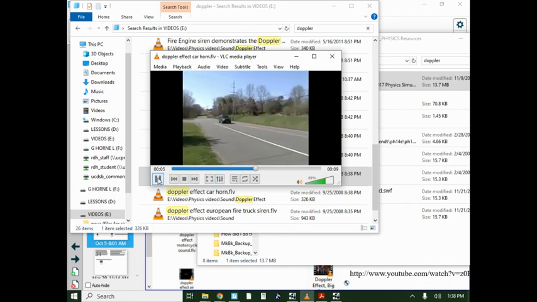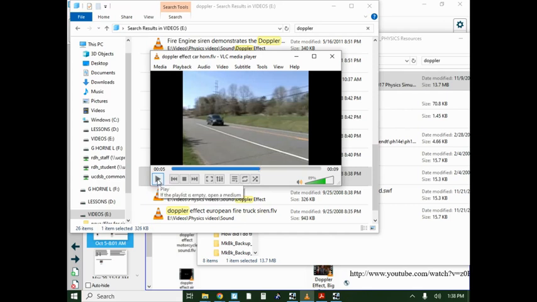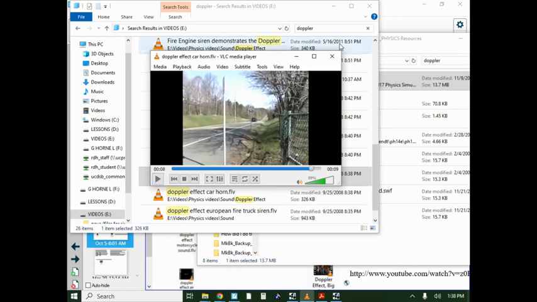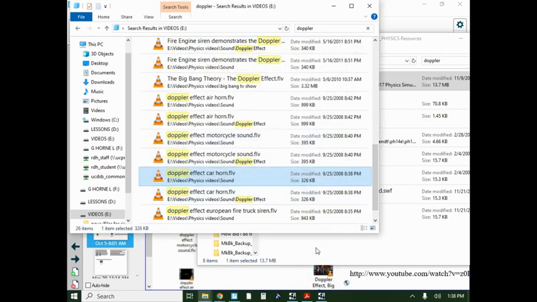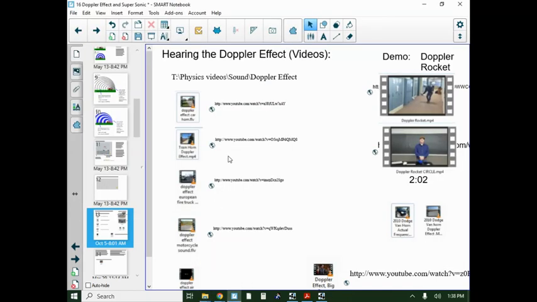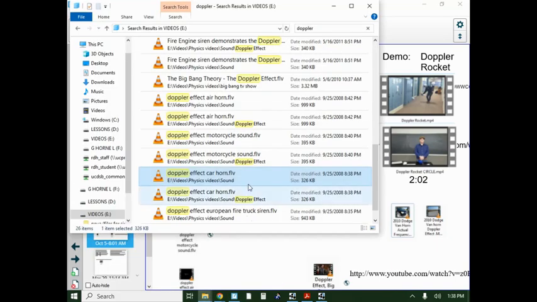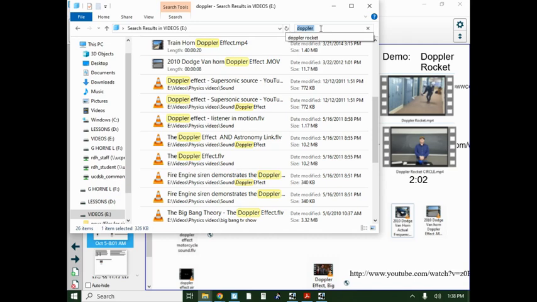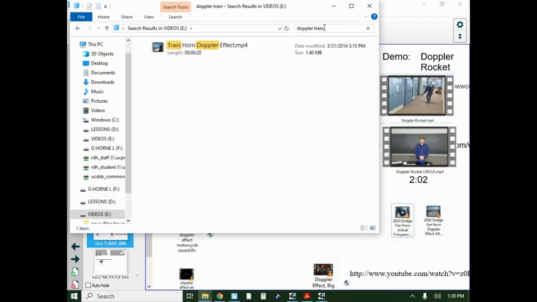So what you're hearing is higher than what the horn is producing. A little greater change there because of the higher speed. What did I have? The train horn is awesome. Train horn, Doppler, air horn. Probably right there. I'm just not seeing it, but there we go. Train horn, Doppler.